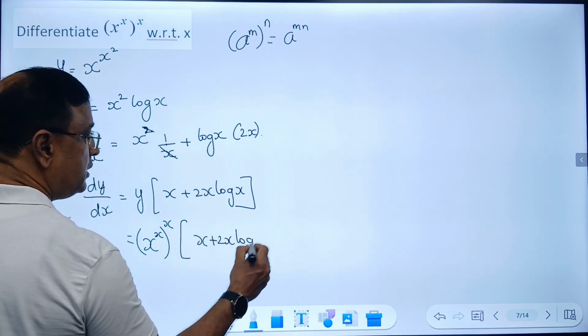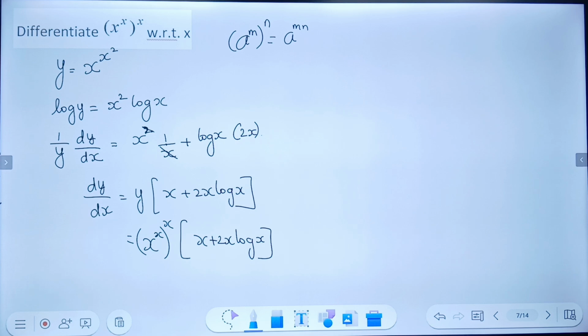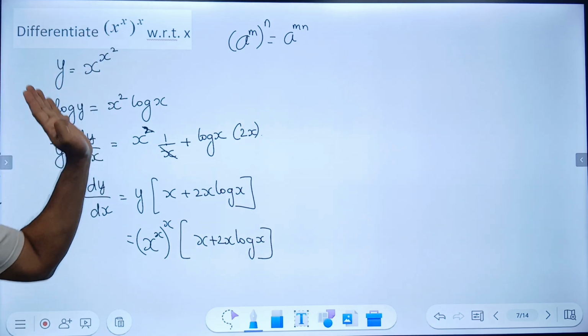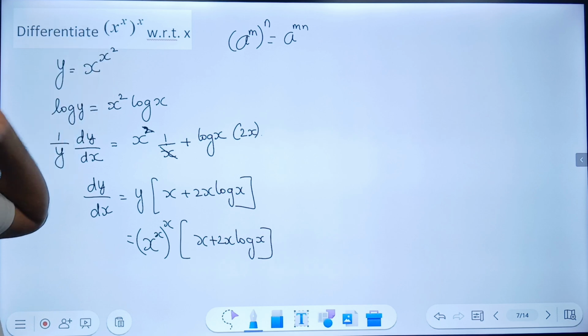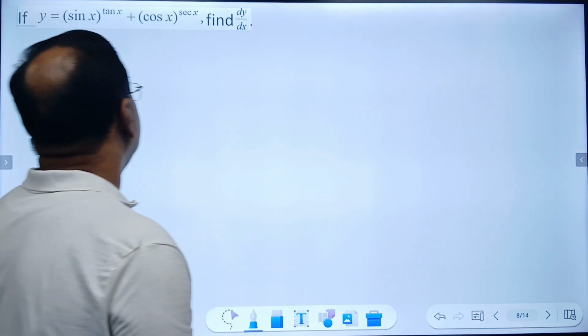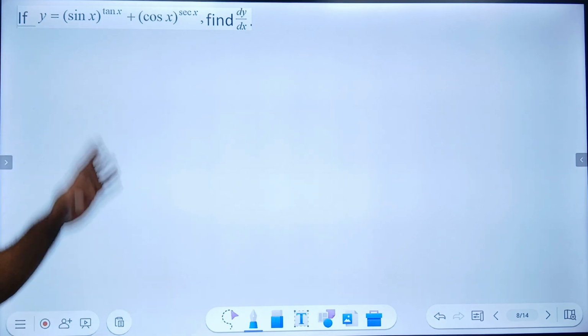It is much simpler than the previous problem. You see, x power x is different from x power x whole power x. This becomes a lot simpler. Okay? I hope you get it. Now we are going to go to the next very important type of questions. These are all different types of questions.